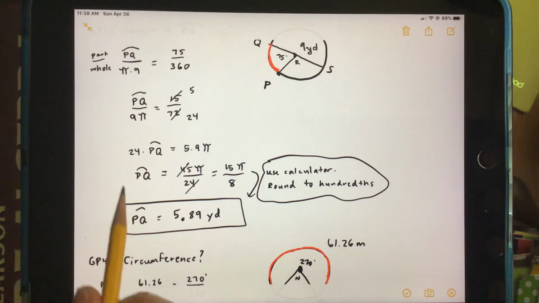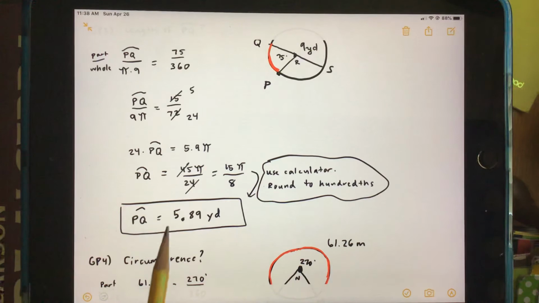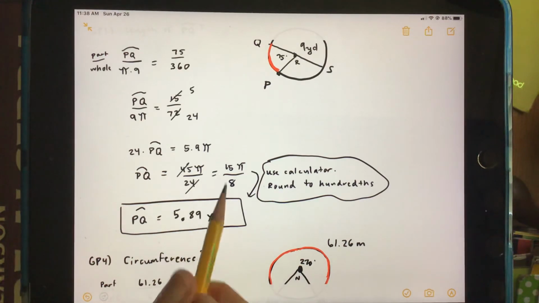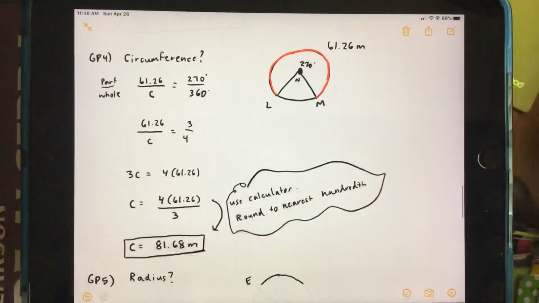Again, we're simplifying. I'm going to divide both sides by 24. 5 times 9 is 45, and I notice I can reduce 45 over 24 to 15 over 8. At this point, I've done all the simplifying that I can do, so I'll use my calculator. I'll plug in 15 times pi divided by 8, and I'll arrive at 5.89 yards to the nearest hundredth.